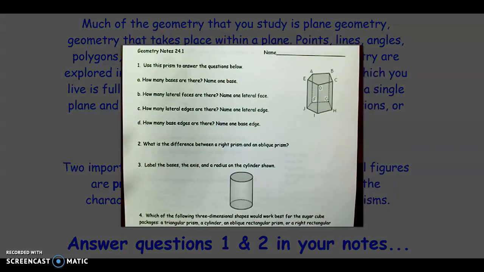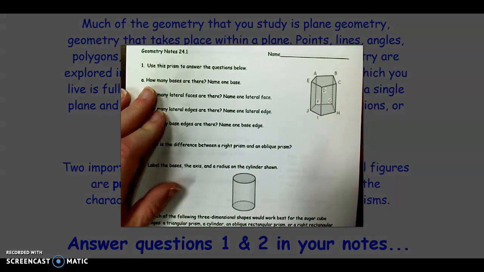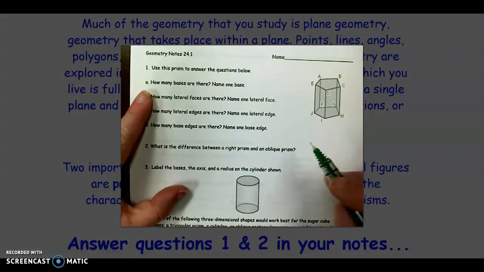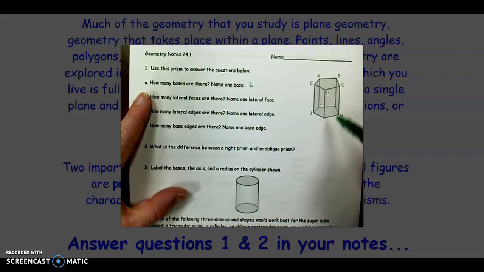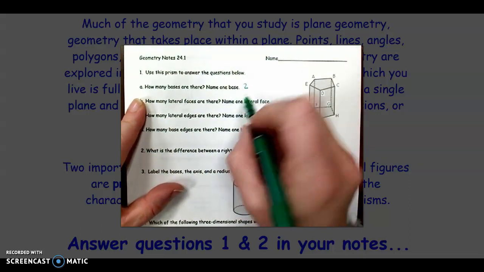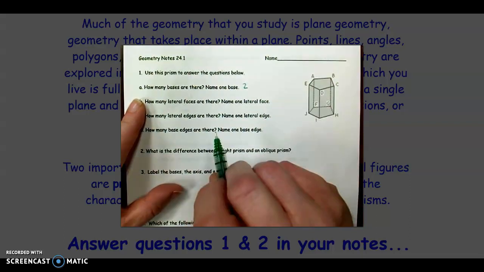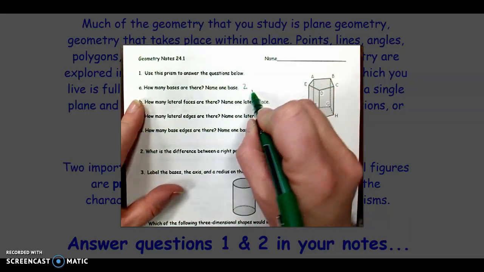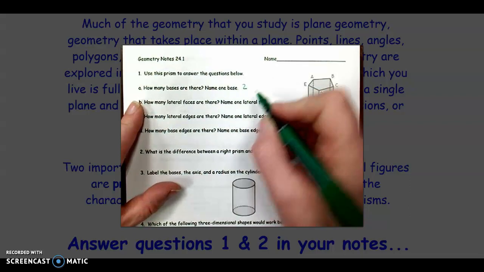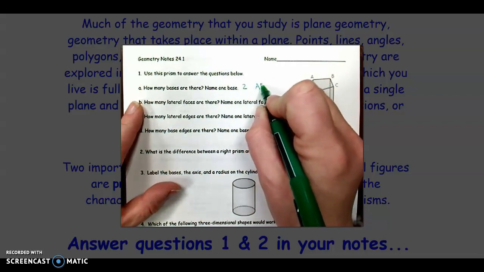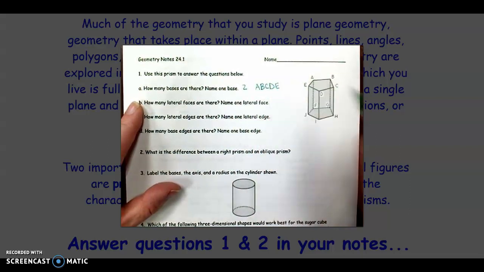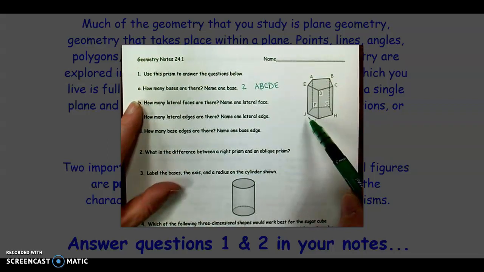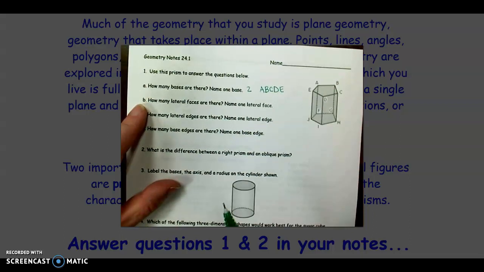So let's see what we should have on our notes so far. Using this prism, it says how many bases are there, and there are 2, and remember they're both pentagons. So when you name that base, you're going to be naming the vertices in order, either clockwise or counterclockwise, and usually you just do it in alphabetical order. So we could name this A, B, C, D, E. That's one of our bases. The other one would be F, G, H, I, J.